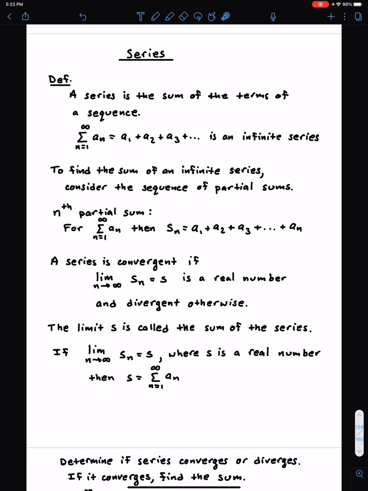So if the limit as n approaches infinity of s sub n is equal to s, where s is a real number, then s is equal to the sum of the series. So the limit of the nth partial sum is equal to the sum of the series.